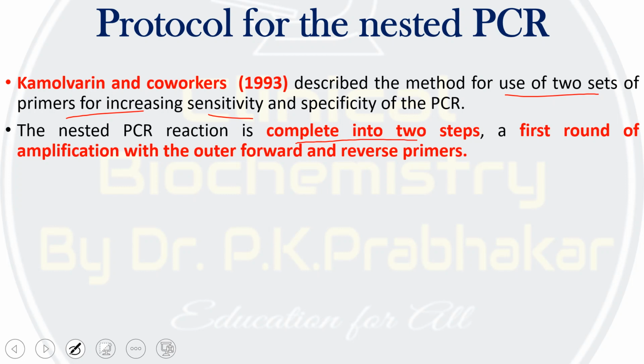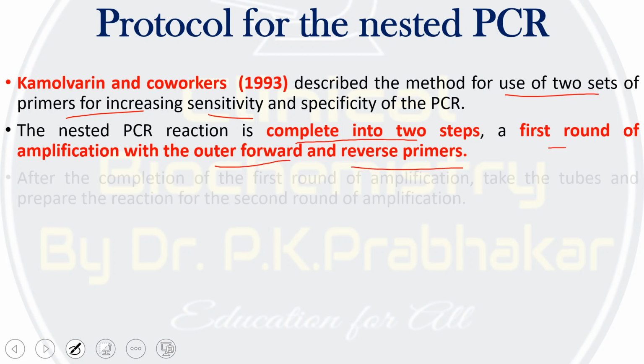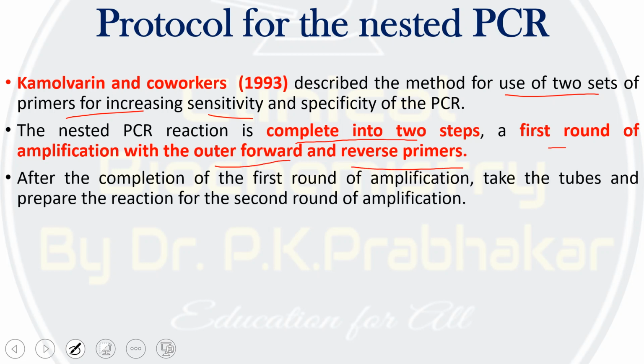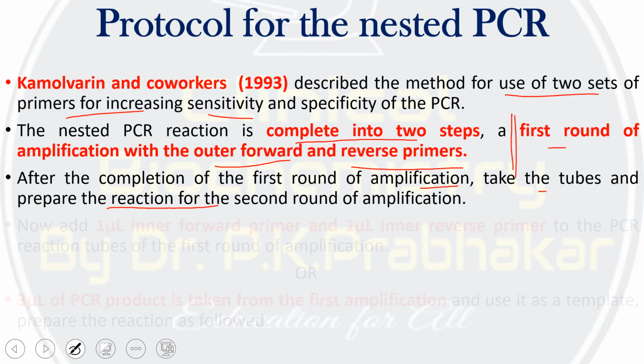In the first step we are going to use the outer forward and outer reverse primers, run the PCR, and get some products. After the completion of the first round of amplification, take the tube and prepare the reaction for the second round of amplification. Whatever product we get from the first round of PCR will be the target or template for the second round of PCR.